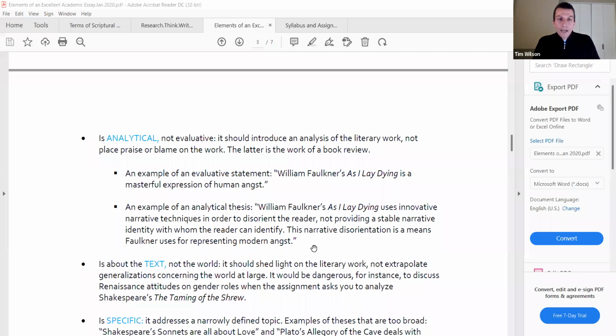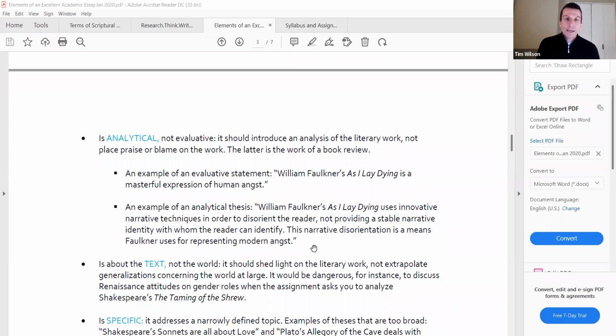It should be analytical, not evaluative. So it should introduce an analysis. An analysis breaks the literary work apart into components, not placing praise or blame on the work. The latter is the work of a book review. An example of an evaluative statement would be: William Faulkner's As I Lay Dying is a masterful expression of human angst. And I agree, it is. It's a great book. But we haven't said anything about the book. We've just said you really like it.